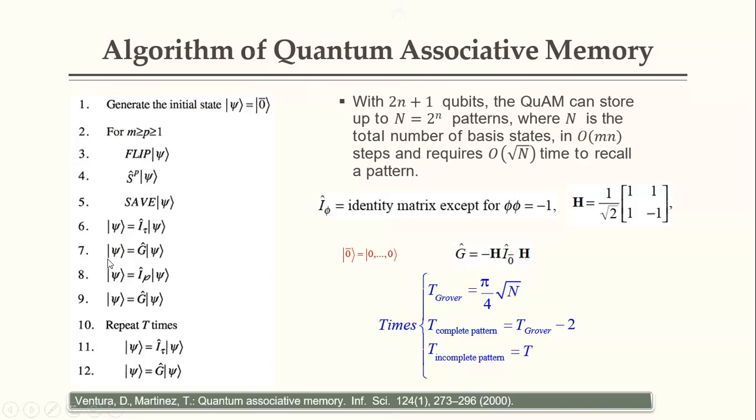In the quantum initial state, we take |psi> equal to |0>. Start with an initial state, where all qubits are in the 0 state. This serves as the starting point for the memory system before we begin processing data.